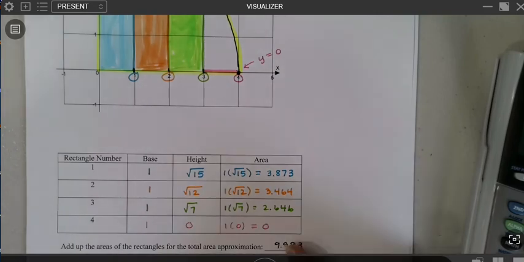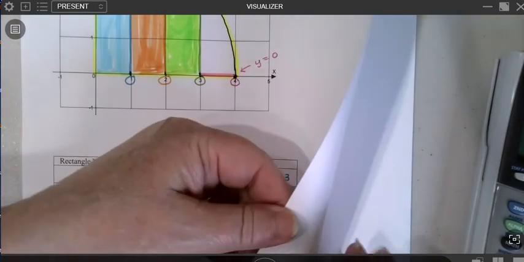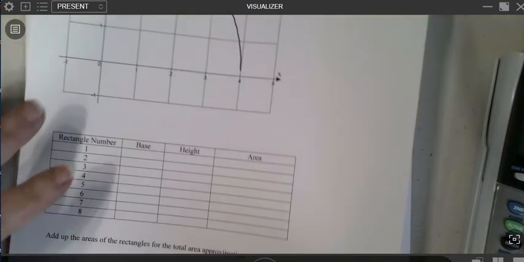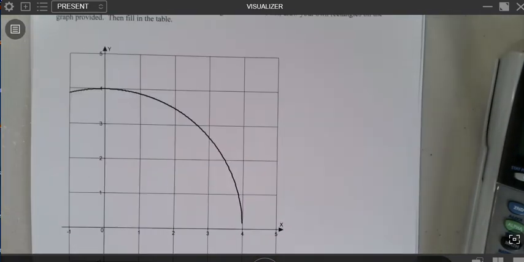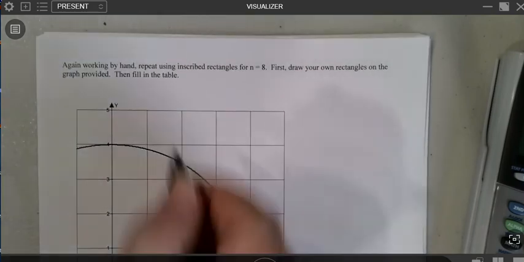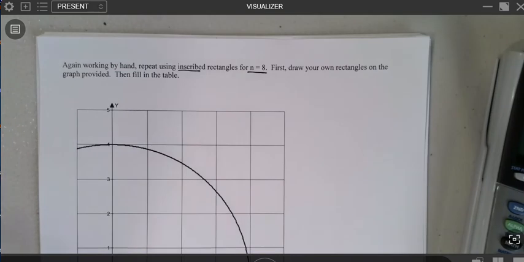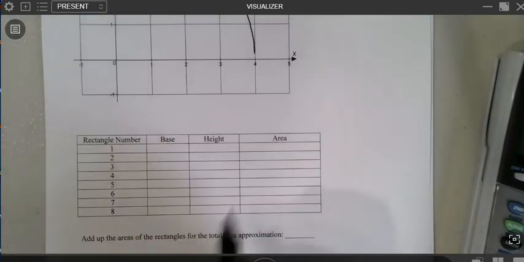Okay. So, similar to what we did last time, and I'm going to start leaving out more stuff here for you to do, on the next page I'll be asking you to repeat this process using the inscribed rectangles, but do 8 rectangles this time. So draw the rectangles, fill out the chart down below, and come up with the area estimate for using 8 rectangles.